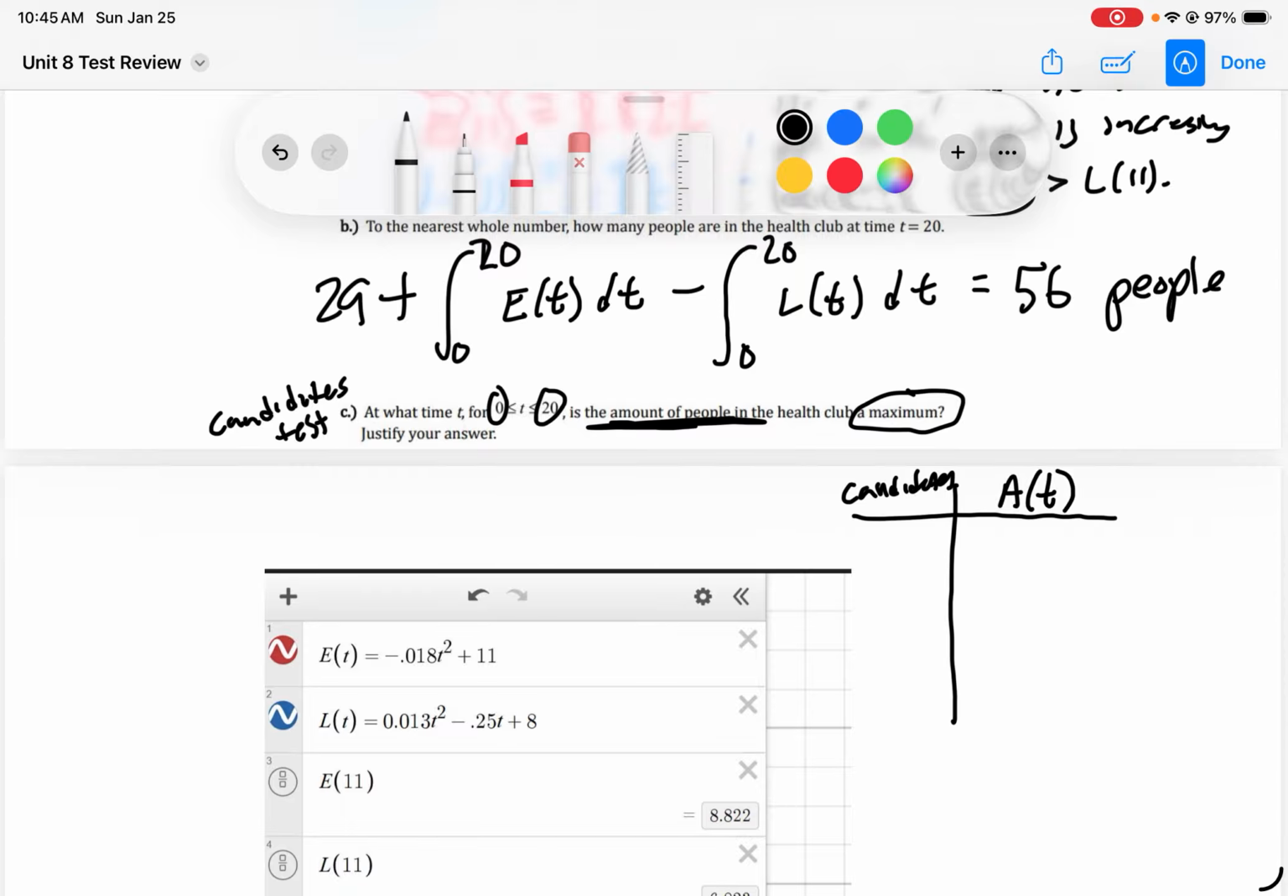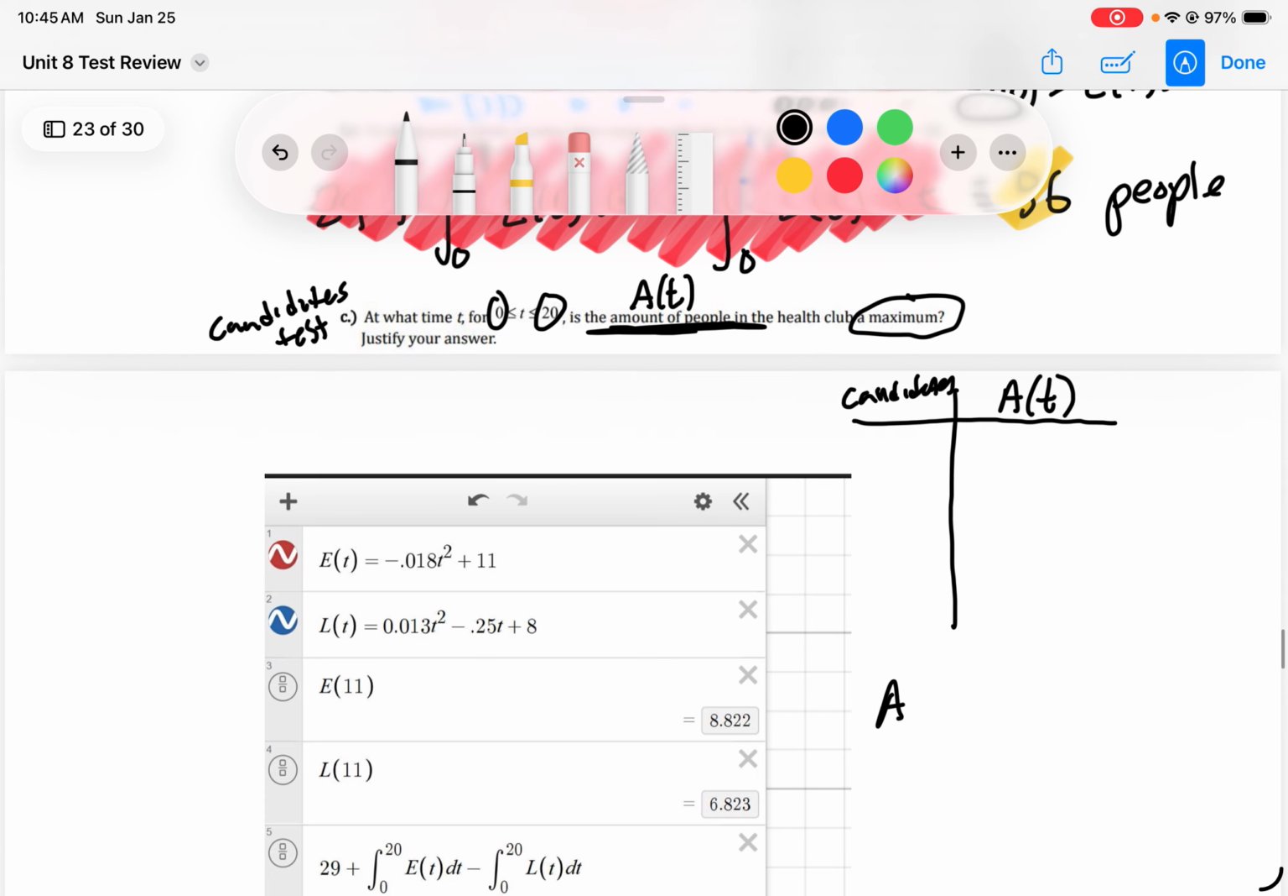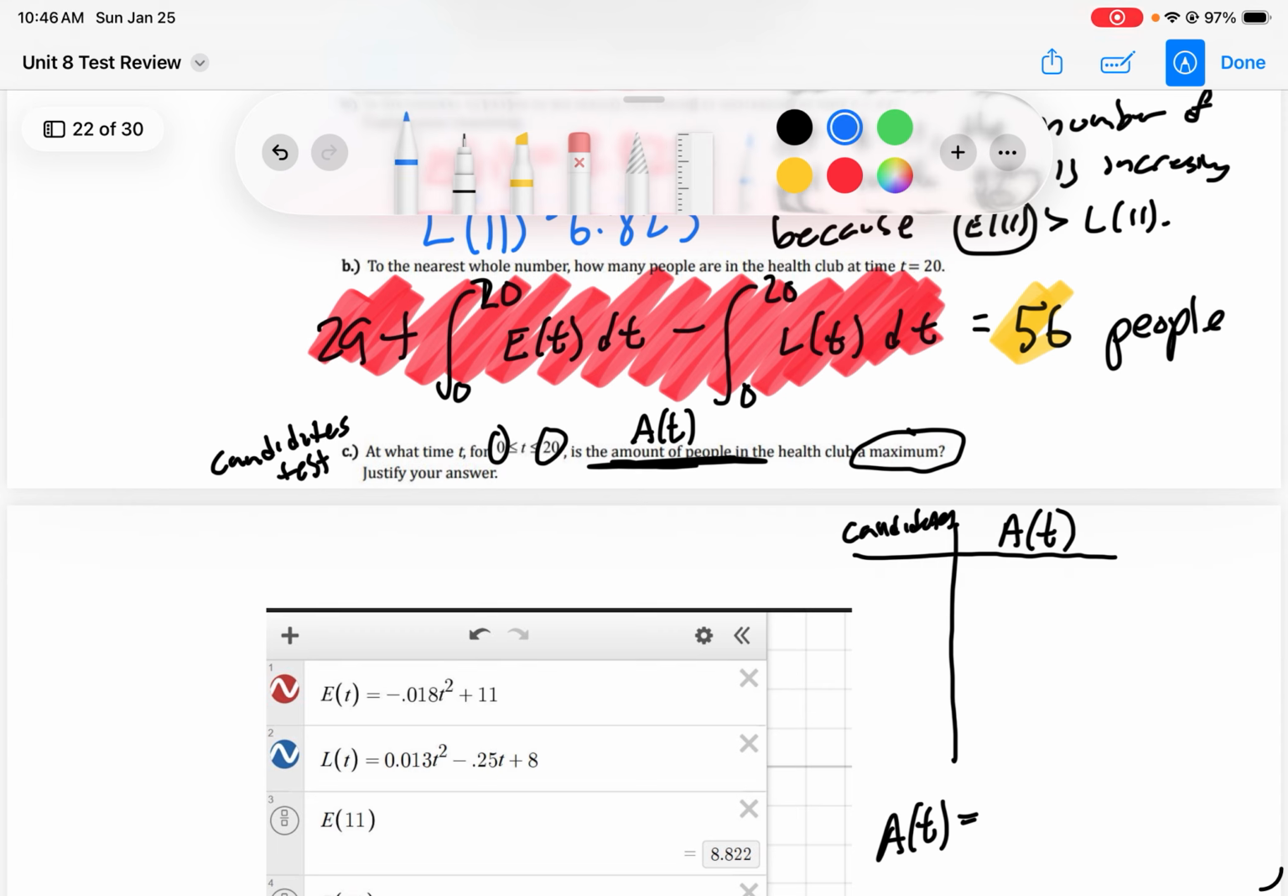You can call it anything. A of t is the amount of people in the gym at any moment of time, which correlates really close to this up here, right? This told us the amount of people at the moment time was 20, it was 56. So our A of t, in more general terms, for any value of t, now here's a tricky part too. I've already defined these as t's.